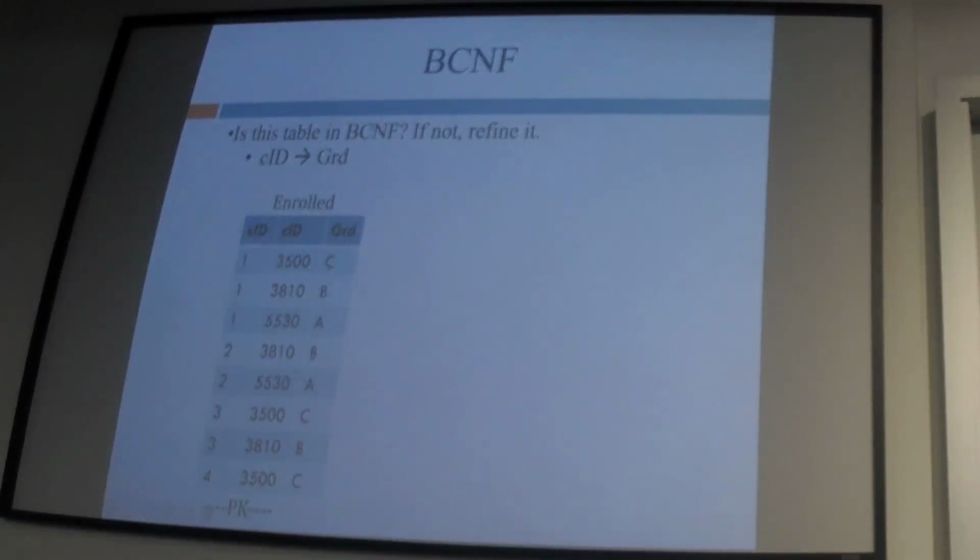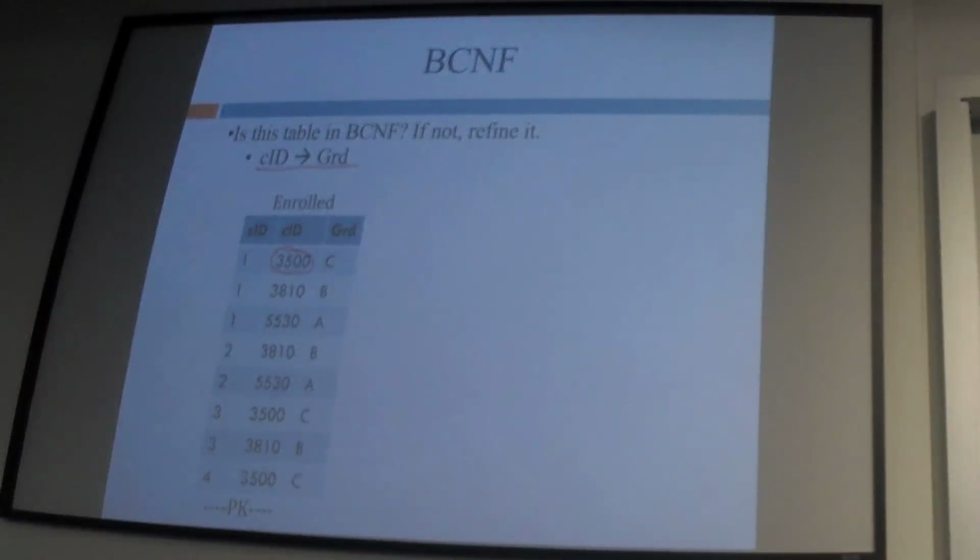Okay, and then finally, Boyce-Codd normal form. So this is a different table. I've changed some of the information in here. And what we're saying is we want this functional dependency. We want the course ID to determine grade, meaning everyone in the course gets the same grade. So is this table in Boyce-Codd normal form? First thing we have to answer is, does this functional dependency hold? In this case, it actually does, because I've changed it.